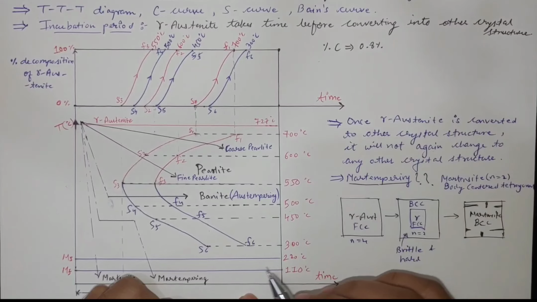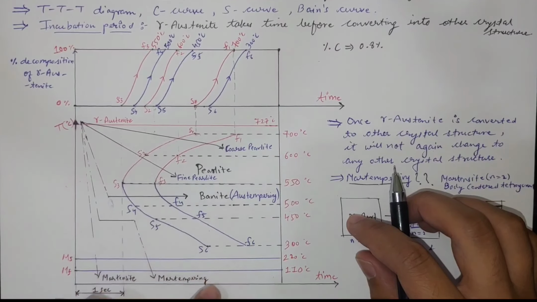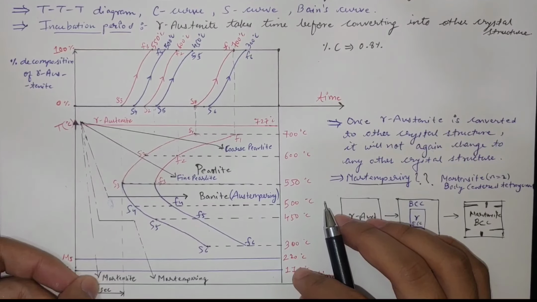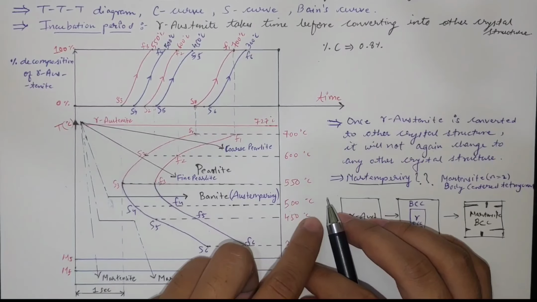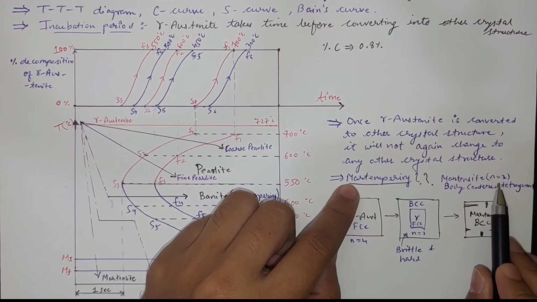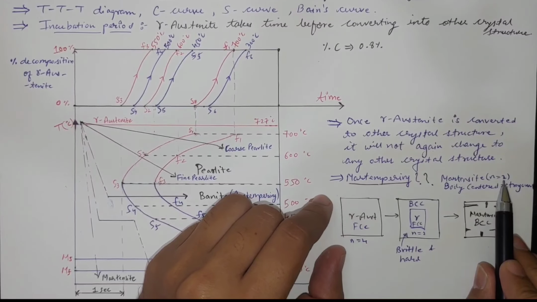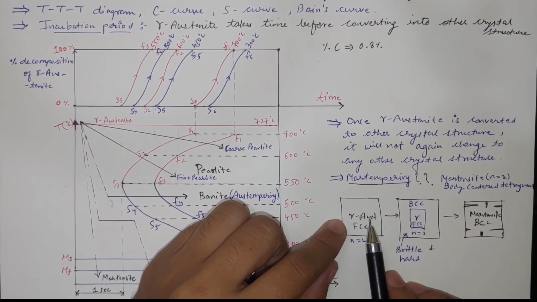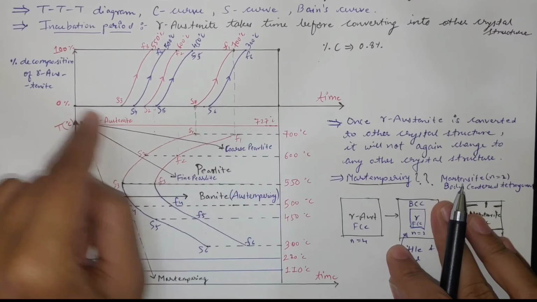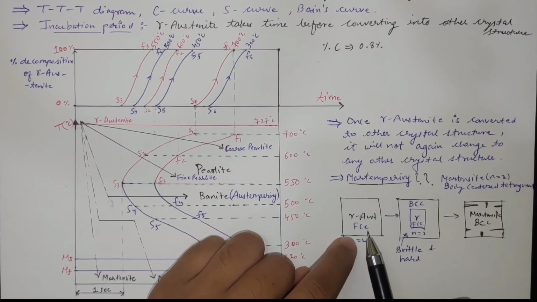So that will be more ductile than fine pearlite. This martempering is needed because if we suddenly cool it, there will be cracks on the surface. You see here, martensite is body centered tetragonal, which has 2 atoms in the unit cell. Austenite, gamma austenite, is FCC, which has 4 atoms inside the unit cell, and which is more ductile.